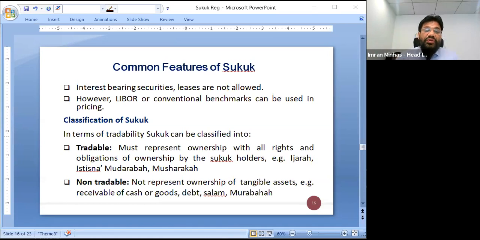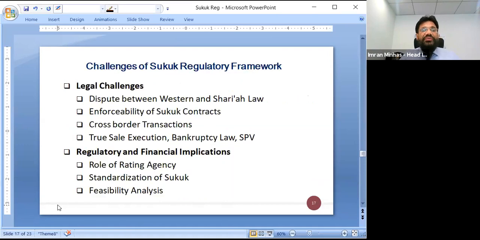Again, Salam, you paid in advance, it created a debt. So that cannot be traded. The real commodities can be traded. So these are important areas which we need to understand before going into the details of the challenges of the regulatory framework. Now, coming to our topic, which I was told to discuss primarily.